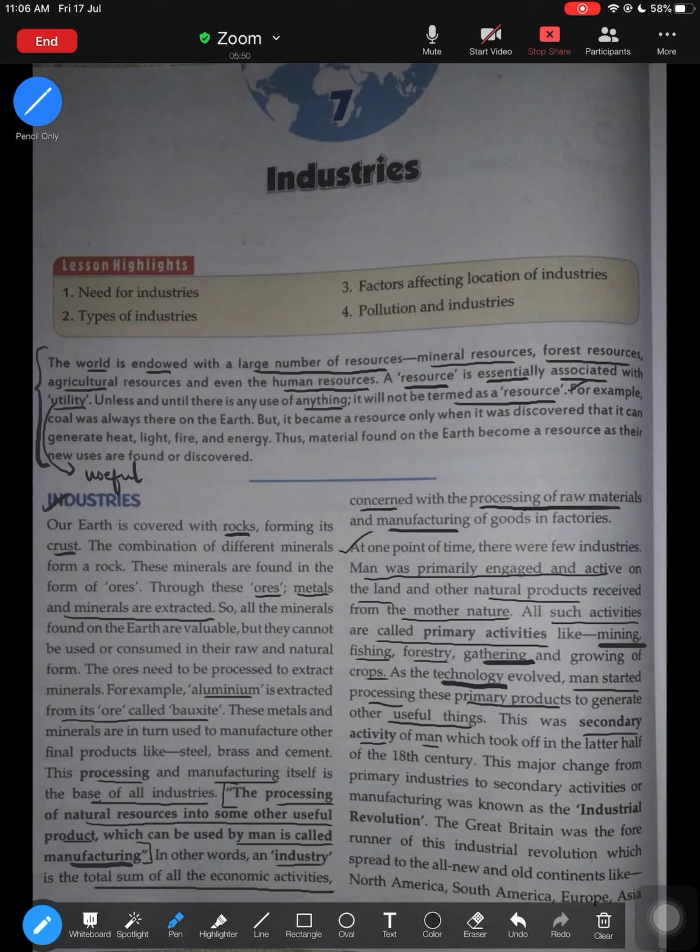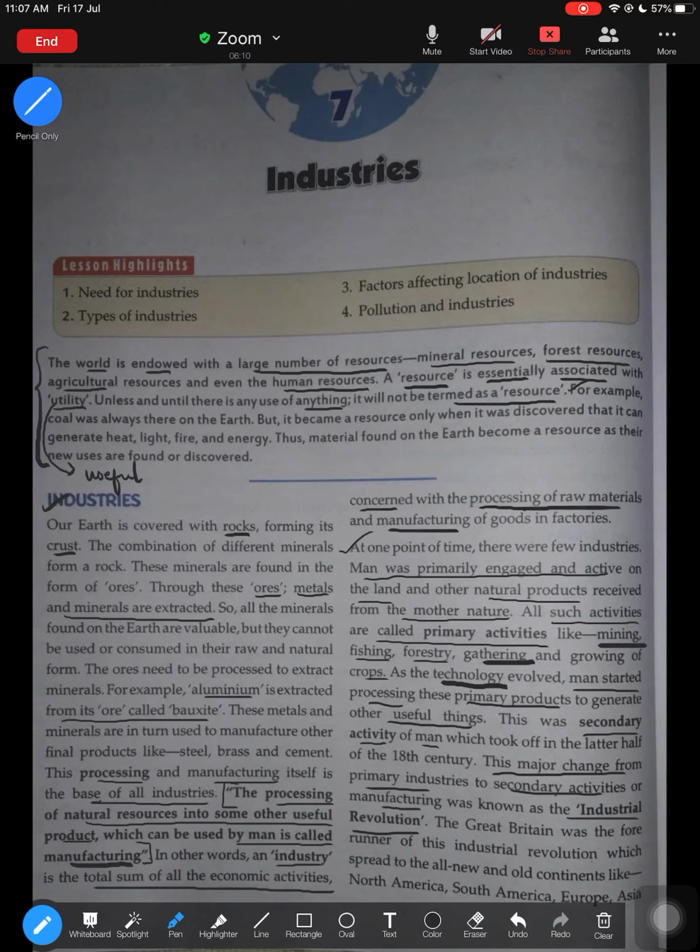So converting all this forest products that used to be just used by man in earlier times, but now the same forest products are turned into something else more useful, that is known as the secondary activities. And this major change from primary to secondary activities or manufacturing was termed as industrial revolution.